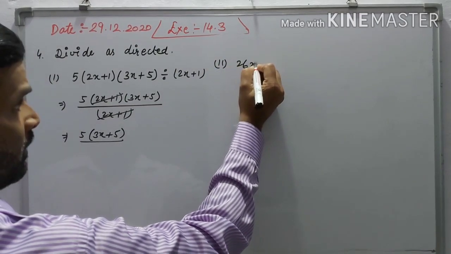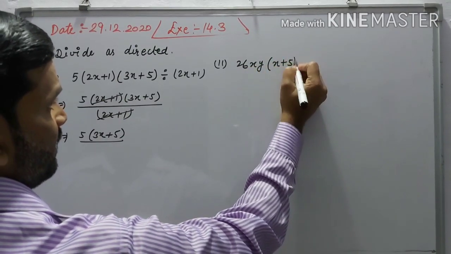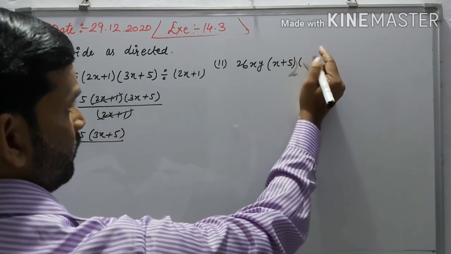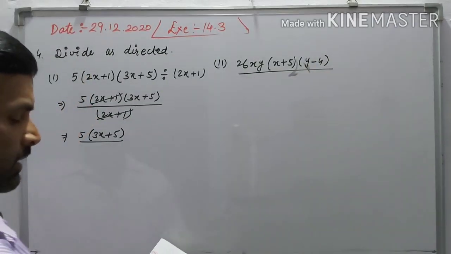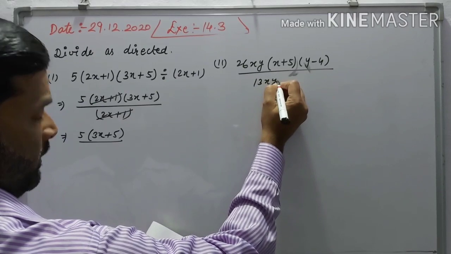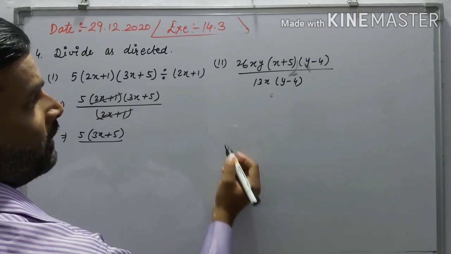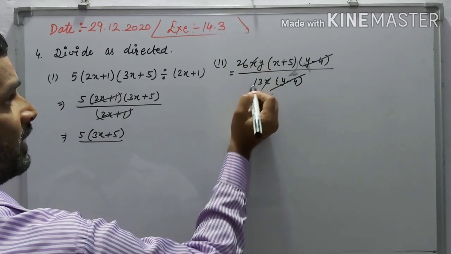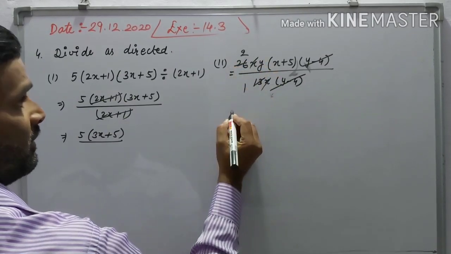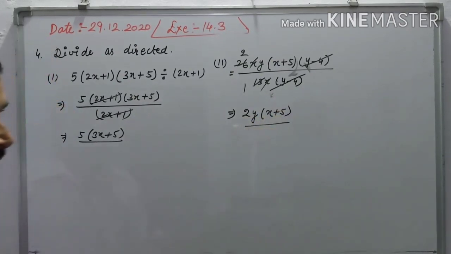Now second is 26xy, in the bracket x plus 5 and second bracket xy minus 4, divided by 13xy, only x in the bracket y minus 4. Direct divide: y minus 4 cancels, x cancels x, 13 into 1 is 13, 13 into 2 is 26. So 2y is x plus 5 is the answer of this question.